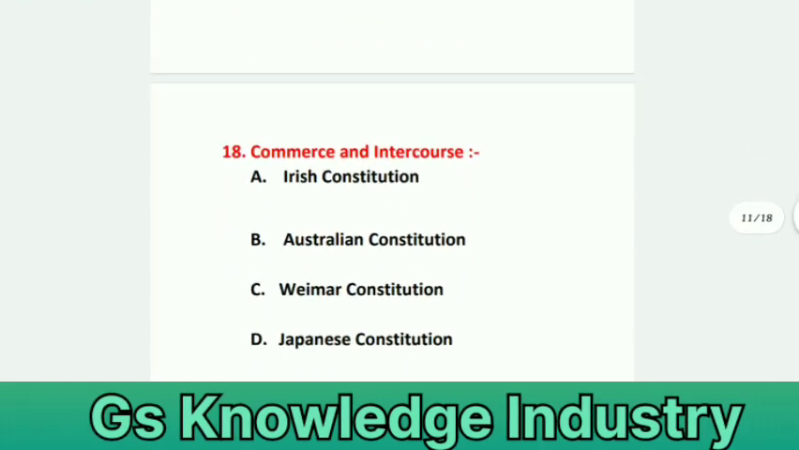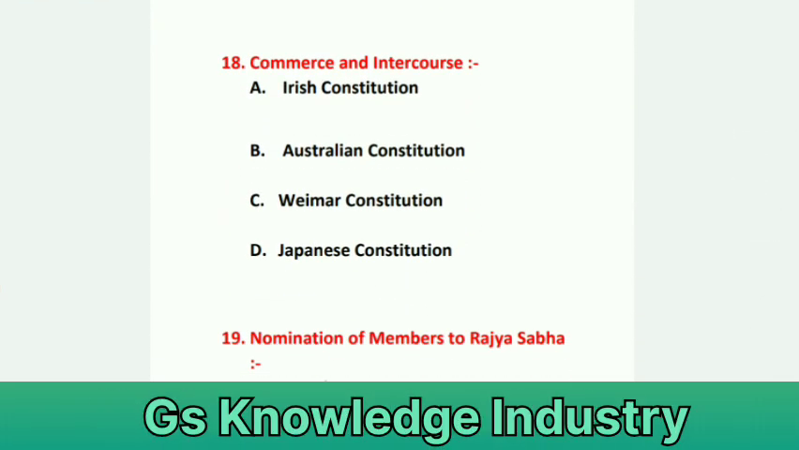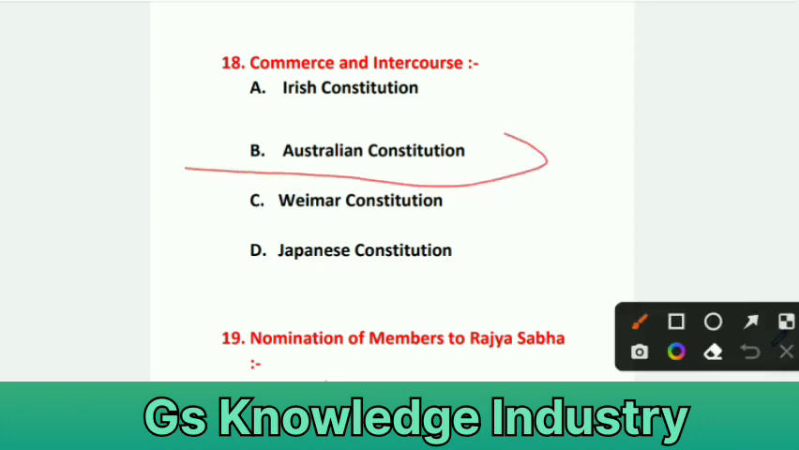18 number question. Commerce and intercourse has been came from which constitution? Option B. Option B is the right answer. Australian Constitution, right?